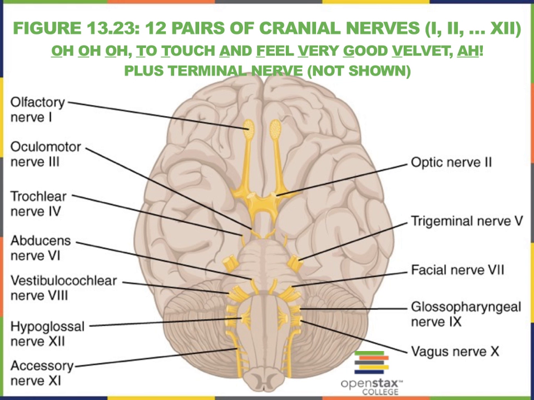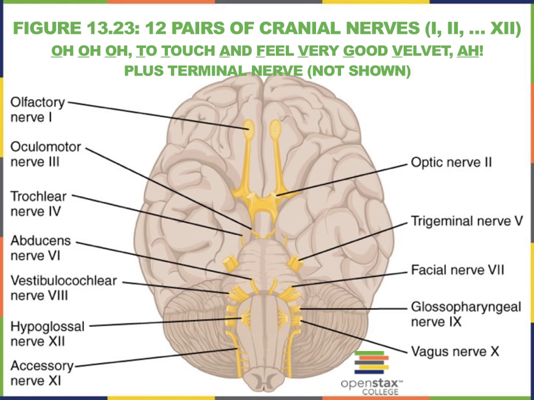So again, here we see an image illustrating the 12 pairs of cranial nerves. That odd number is that the terminal nerve is not shown here. And there are many mnemonics that help you remember the cranial nerves, especially by name. The one that I really like is illustrated at the top here, where it says, "Oh, oh, oh, to touch and feel very good velvet, ah." Notice that I've underlined the first letter of each word, except for the "ah," where we have both the A and the H underlined. Each underlined letter corresponds to the first letter of a cranial nerve. This is also the order of the numbering system for these cranial nerves, and it's the order more or less in which they appear on the brain.